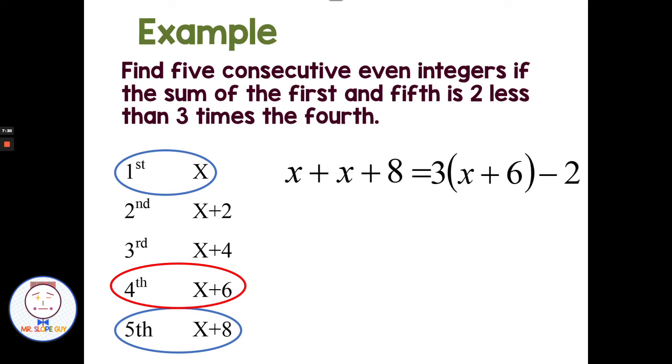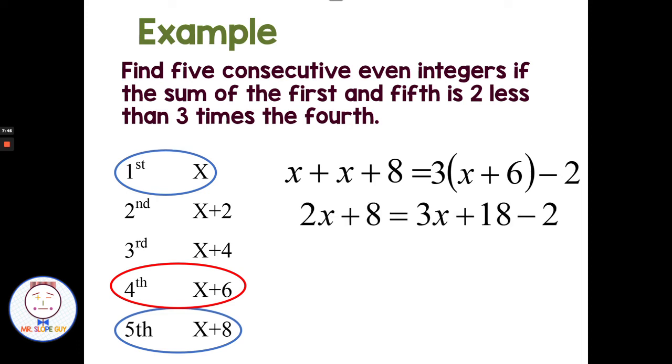So notice how in this word problem, it didn't actually use the second and third because it didn't give us a relationship to write the equation. So even though we have the relationship of those numbers to start with, we did not need that part to write the equation. So now we need to solve our equation.